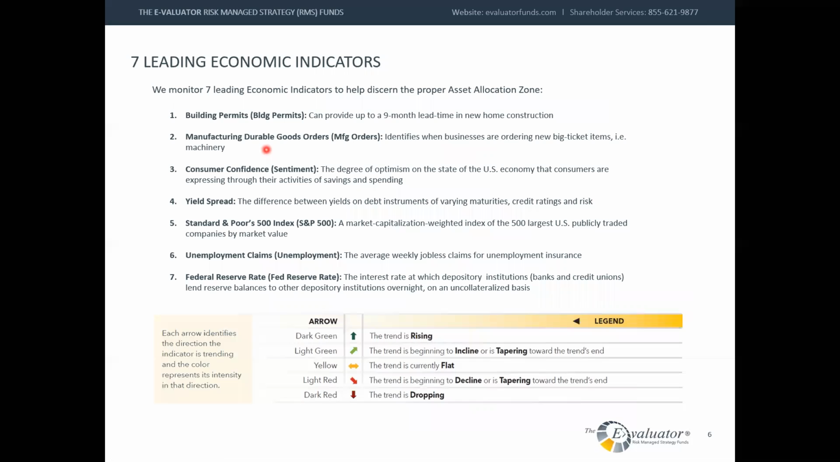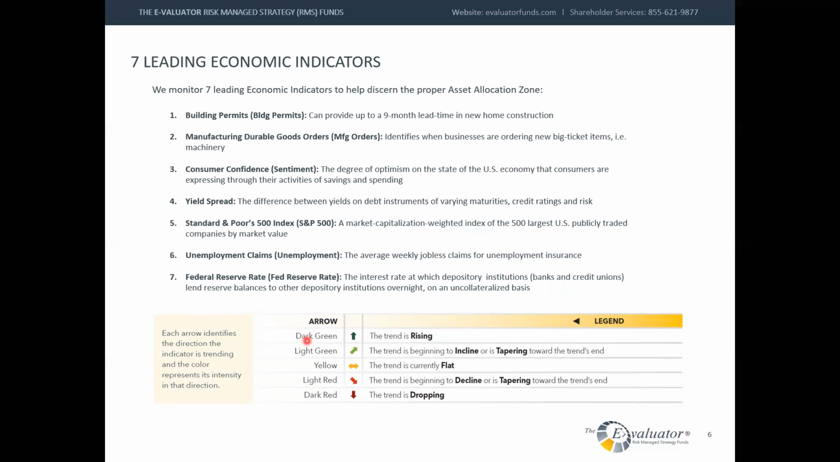We look at manufacturing durable good orders. We monitor and track consumer confidence. We look at the spread between a 10-year treasury and a 2-year treasury. We track the S&P 500. It's a forward-looking index. We track unemployment claims. Are more people filing for unemployment, or are there fewer people filing for unemployment? And then we always monitor what the Federal Reserve is doing.